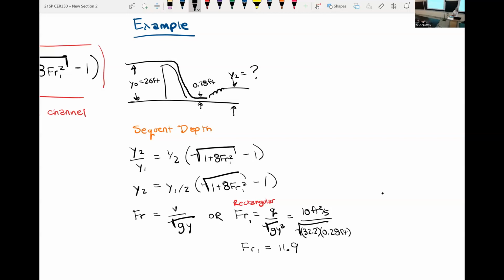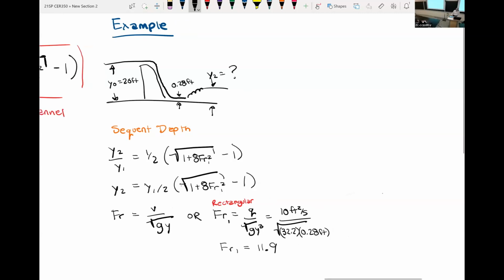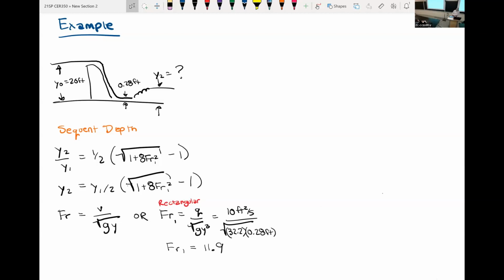That makes sense? That we get a value of 11.9? If we got a number that was 0.2, would that make sense? No, you'd have to question that and double check your calculations, because a number less than 1 denotes what type of flow? Subcritical, yeah, and we expect this to be supercritical flow. So always a good little check. That is consistent with what we believe the flow condition to be.